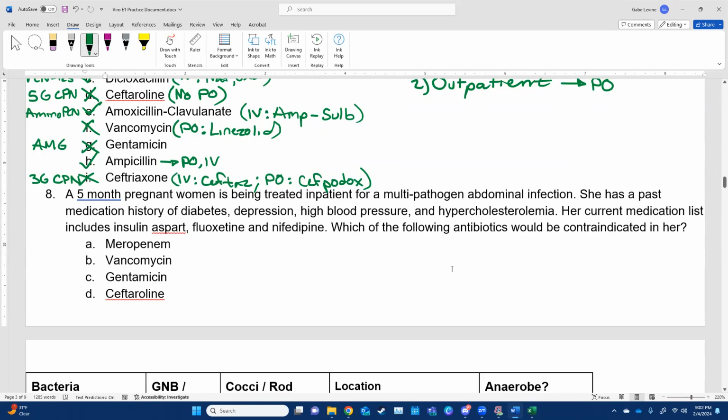A 5-month pregnant woman is being treated inpatient for a multi-pathogen abdominal infection. She has a past medical history of diabetes, depression, high blood pressure, and hypercholesterolemia. Her current medication list is insulin aspart, fluoxetine, and nifedipine. Which of the following antibiotics would be contraindicated in her?